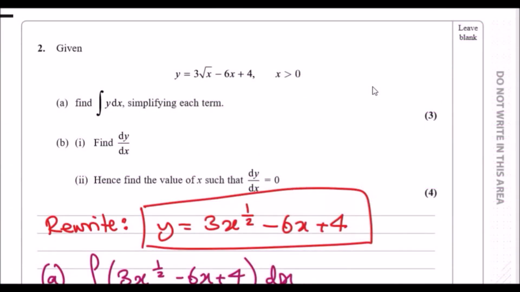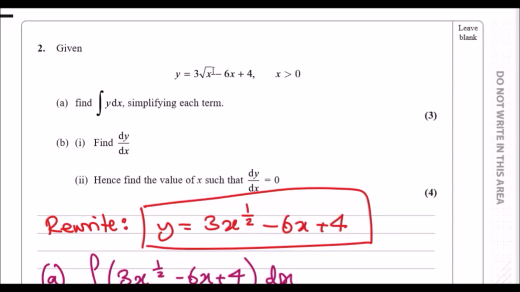Okay, number 2. Now this one is very easy. So given that you get this equation here, which is a mixture of surds and linear terms, find the integral of this equation, simplifying each term. So integrating this equation. Now, before you solve this, remember to always convert everything into the standard indice form.